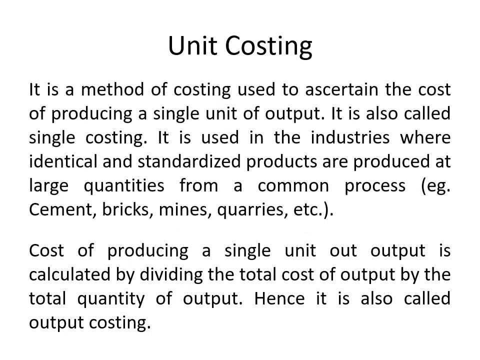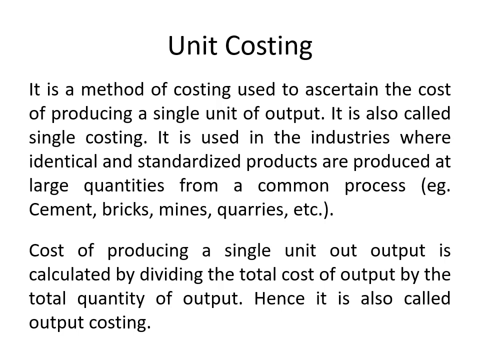Unit costing is a method of costing used to ascertain the cost of producing a single unit of output. It is also called single costing. It is used in the industries where identical and standardized products are produced in large quantities from a common process. For example, cement, bricks, mines, quarries, etc. All these produce standardized and identical products which are large in quantities. In these cases, in order to find out the cost of producing one unit, we can apply unit costing.